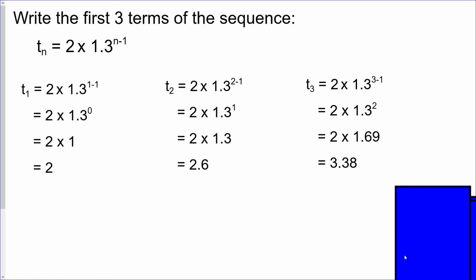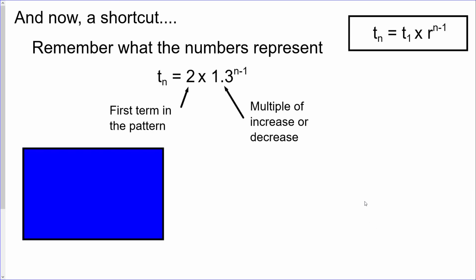Okie dokie. Now, for a shortcut to that process. This only works when we're finding some of the earlier numbers in a pattern, when you're asked to find the first 3 numbers or the first 5 numbers or something like that. This shortcut is useless if you're trying to just find a number farther down the pattern. So if I gave you this formula right here and said, find me the 20th term, what we're doing now won't help. Just substitute a 20 in for the n's and do the math.